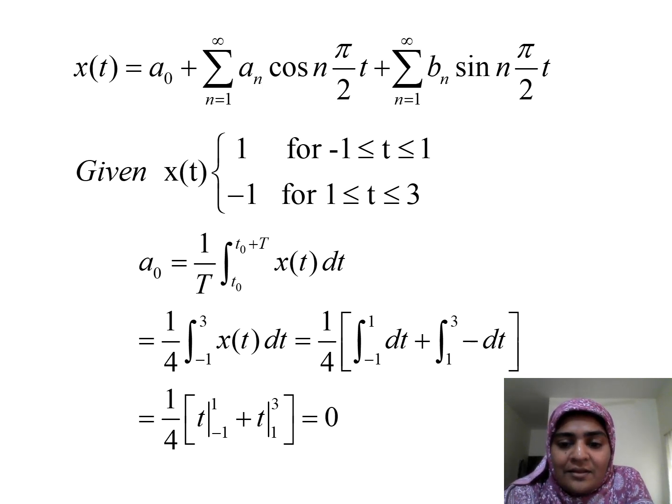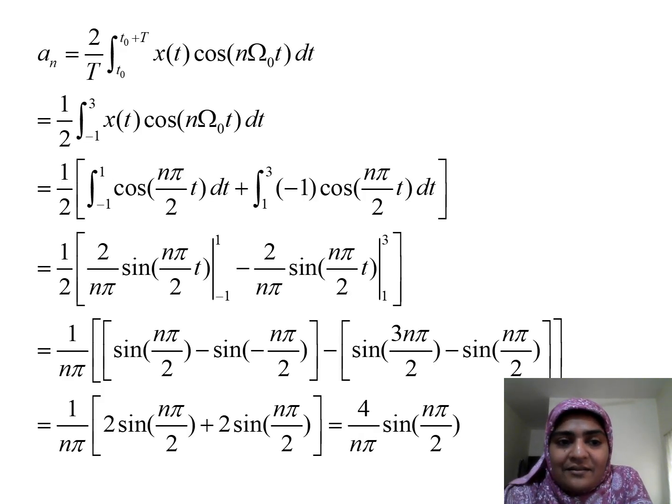So first we can calculate A0, 1 by T integral x of t dt. So T is 4, so 1 by 4 integral from minus 1 to 3 of x of t dt. So we will be getting A0 as 0. The average value for this function is 0. And the next thing we have to calculate is An.